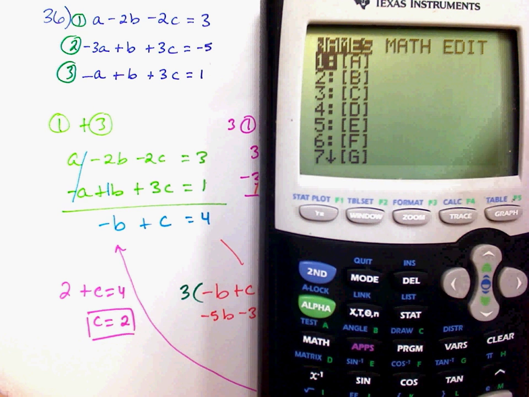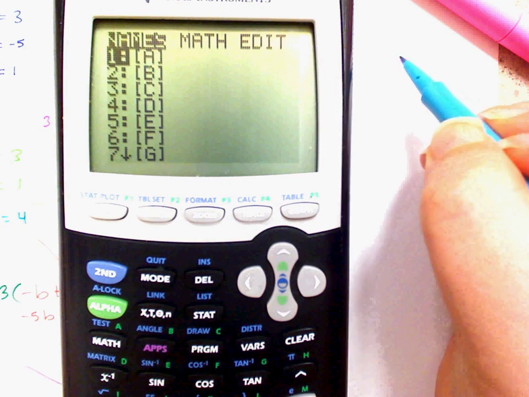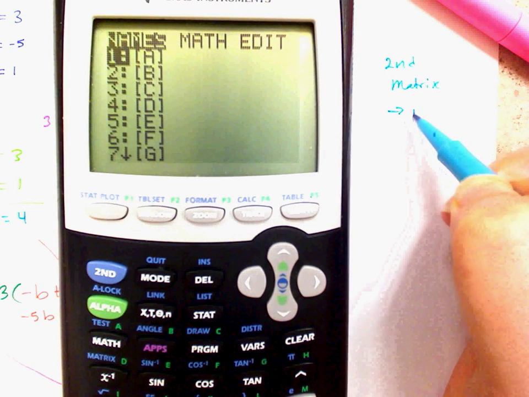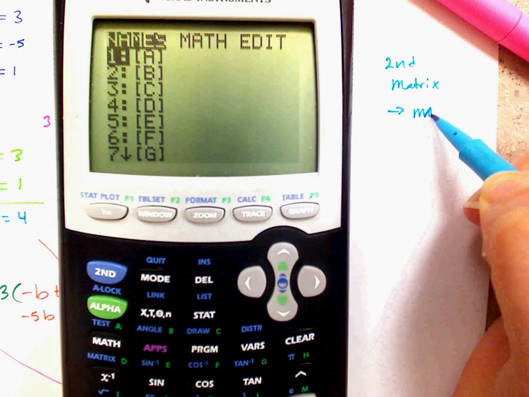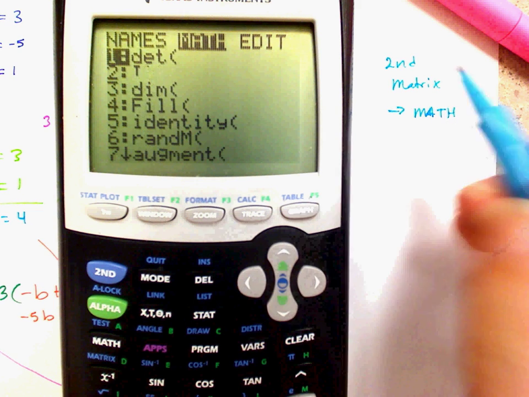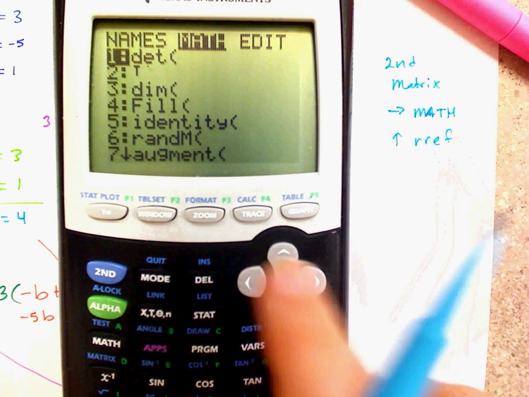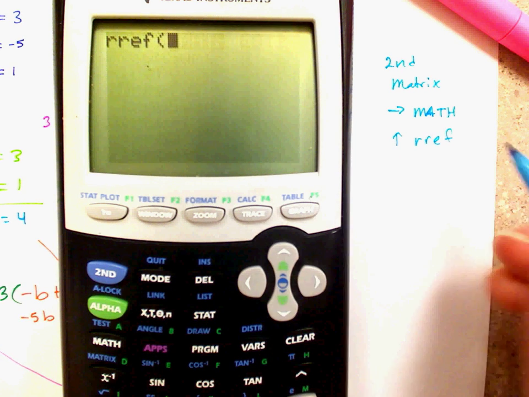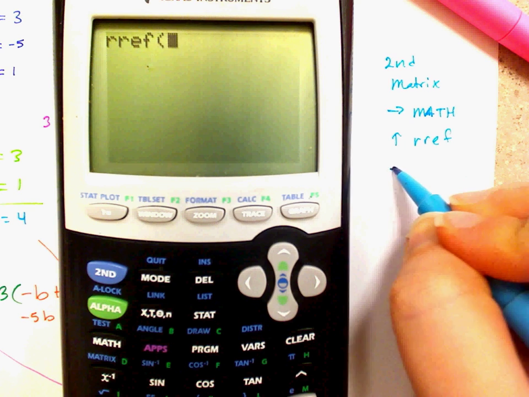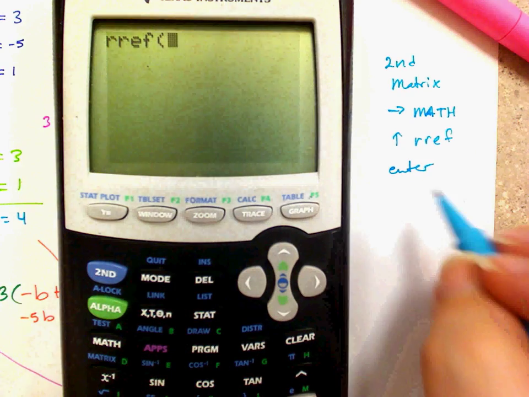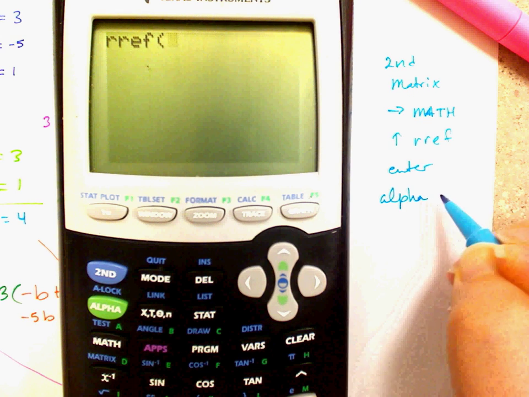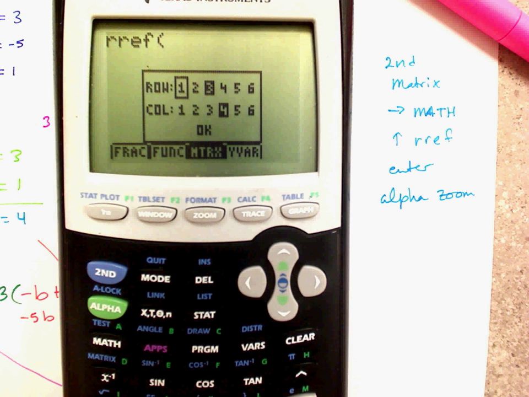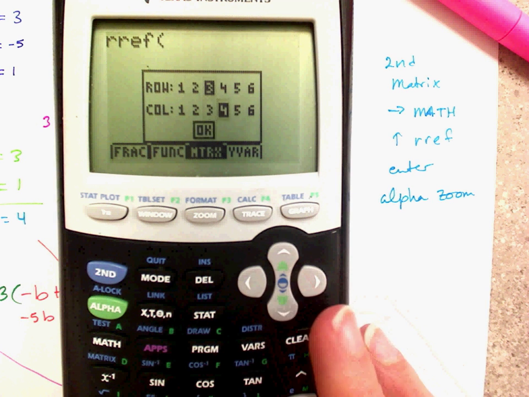So second matrix. I'll write this order down. So second matrix, go over to the right to math. Okay. Then go up to RREF or down, or alpha B. And then press enter. And you should have this screen, okay? And then you do alpha zoom. So alpha zoom. This is 3 rows by 4 columns, so make sure you're on 3 and then 4. It's okay.